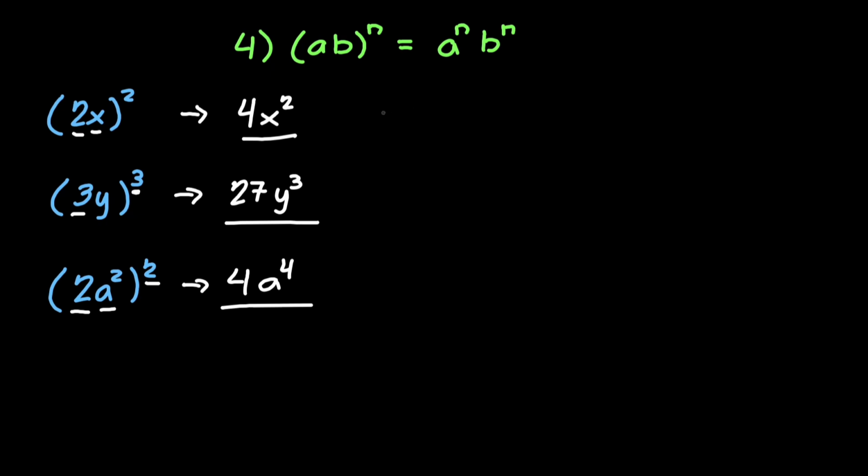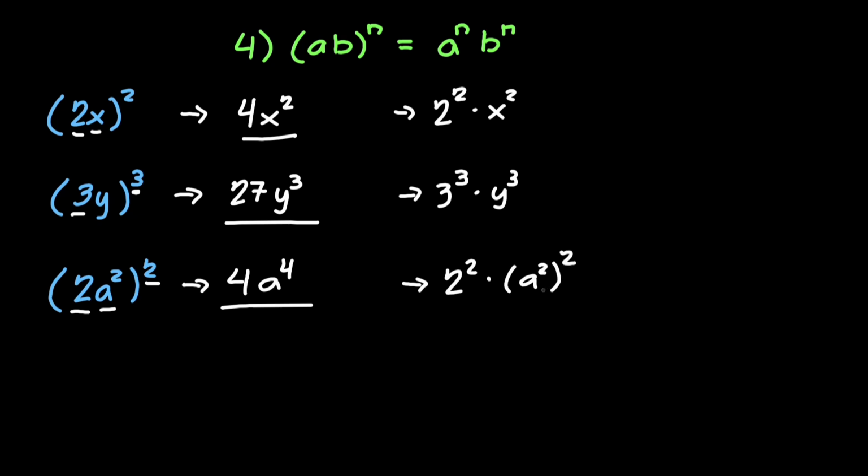Or you can also just solve it like this. It would be 2 squared multiplied by x squared, 3 raised to the power of 3 multiplied by y raised to the power of 3, and 2 squared multiplied by a squared raised to the power of 2. This was the third rule, so it will be simple.